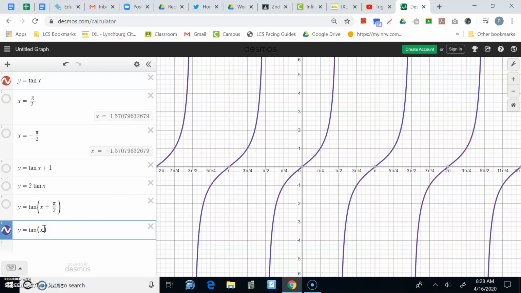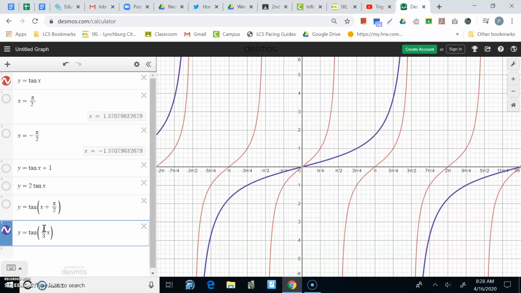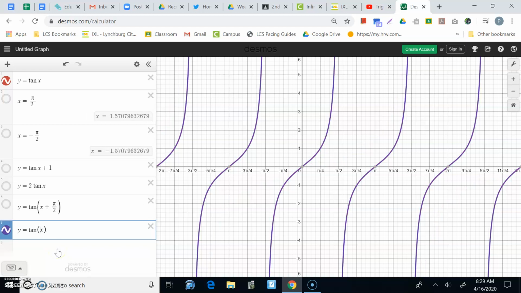And if you put a fraction in there, like say you put 1/3 x, well, now I'm seeing wider and less frequent purple lines. So that's what's going to happen if you put those in there. You get a different period or different frequency.